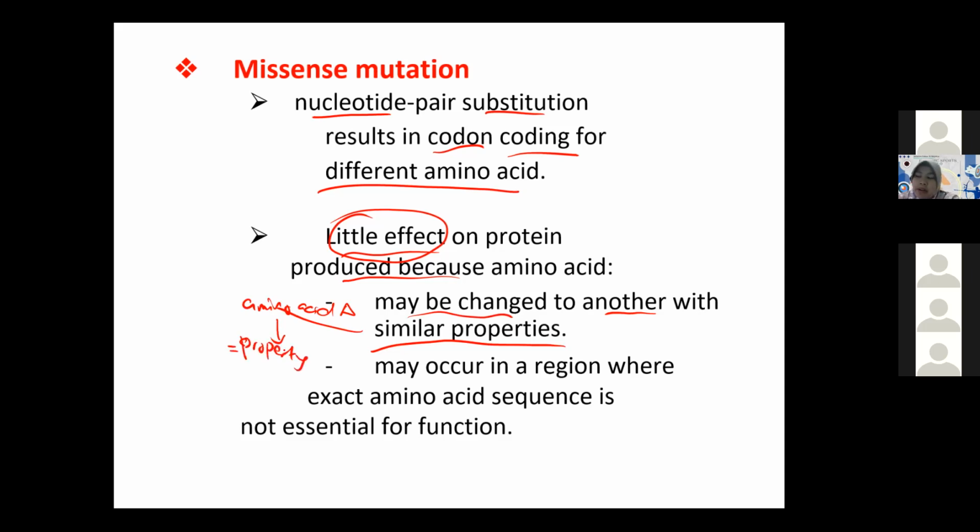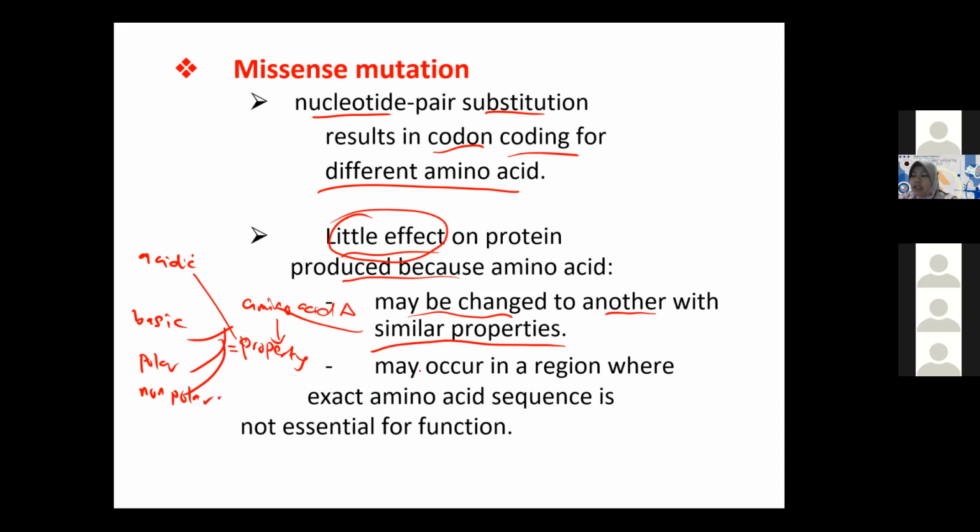Its property is the same. Remember, we already learned in chapter 2 the properties of amino acids. Some of the amino acids are acidic. Some amino acids are basic. Some amino acids are polar. Some amino acids are non-polar. So, in missense mutation, the amino acid changes, right? But has the same property. Remember, within acidic there are several types, within basic there are also several types, so they still have the same property, even though they have changed into a different one. Okay?